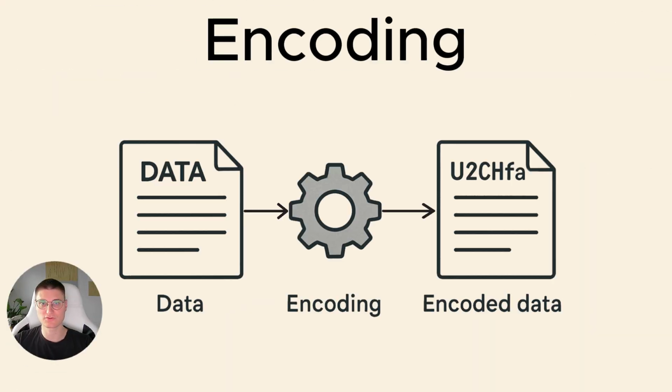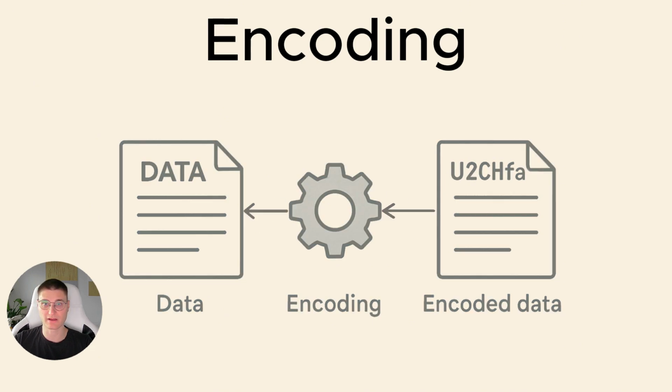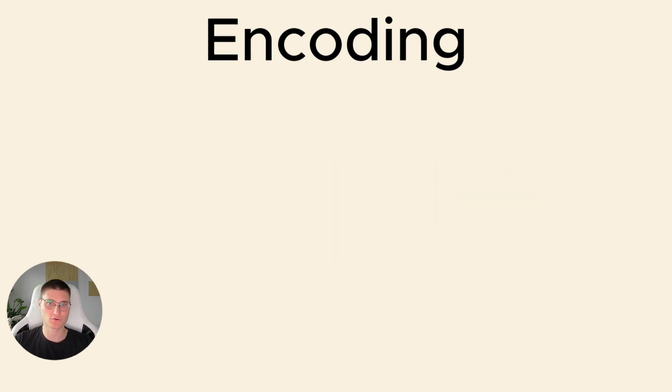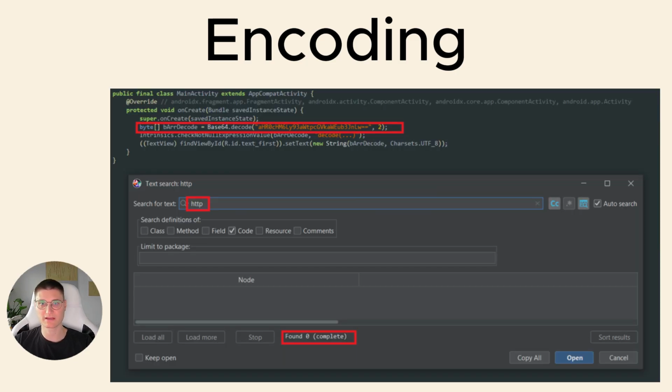Encoding transforms data to a different format for compatibility and safe transportation, for example over the internet. Unlike encryption, encoding is not meant to protect data. Anyone can decode it easily back. However, some developers sometimes use encoding to slightly obscure strings and make it harder to find them in the code. For example, hiding URLs so that they don't appear when you search for HTTP in the application's code.